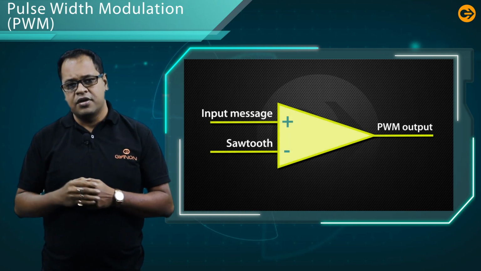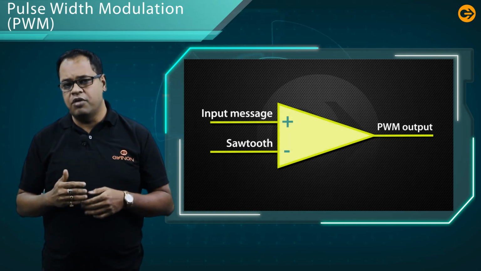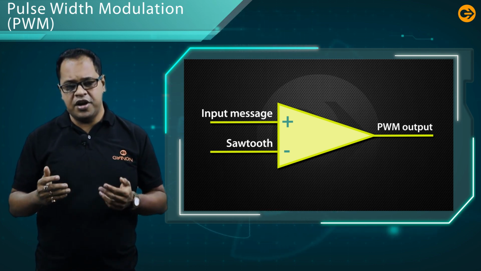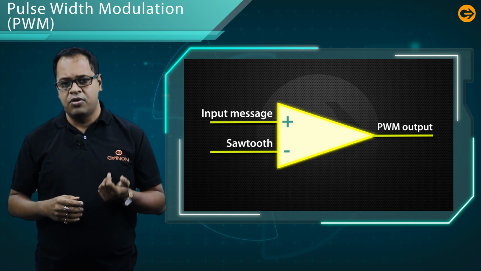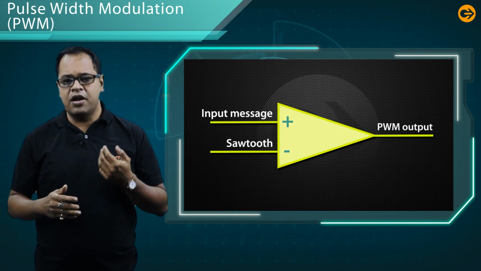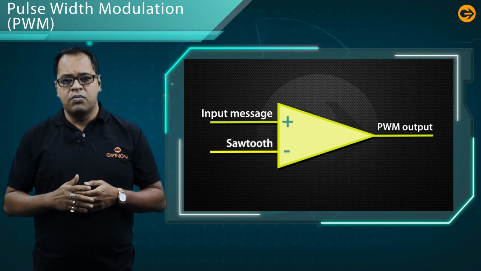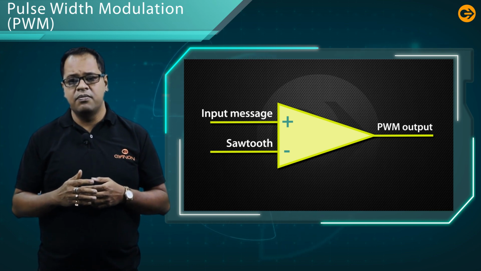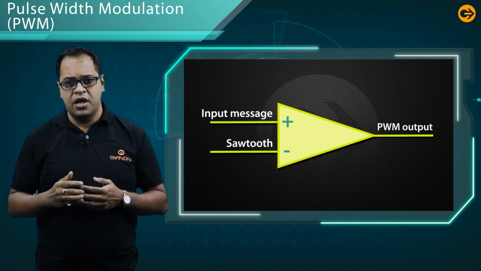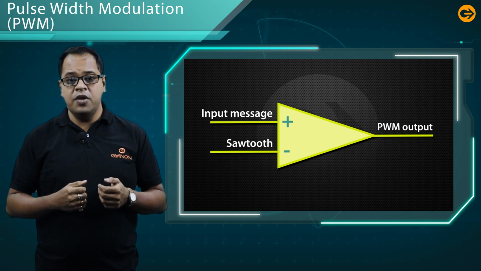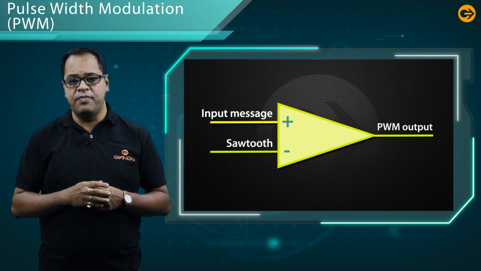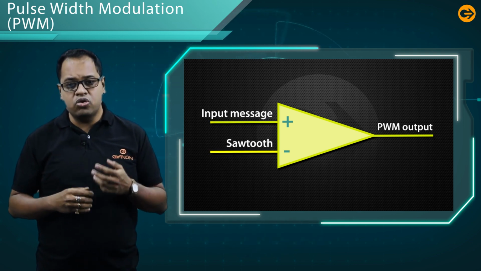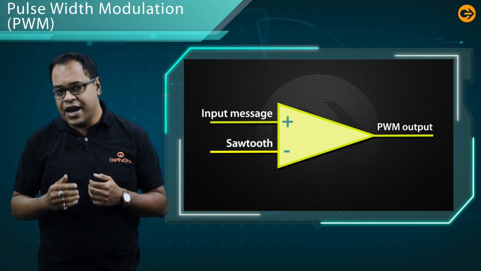Now let us discuss the transmitter or the generation of this pulse width modulation. A pulse width signal can be generated by using a comparator, where the modulating signal and a sawtooth signal form the input of the comparator. It is the simplest method for PWM generation. As shown in the figure, one input of the comparator is fed by the input message signal or modulating signal, and the other input is the sawtooth signal, which operates as a carrier frequency.